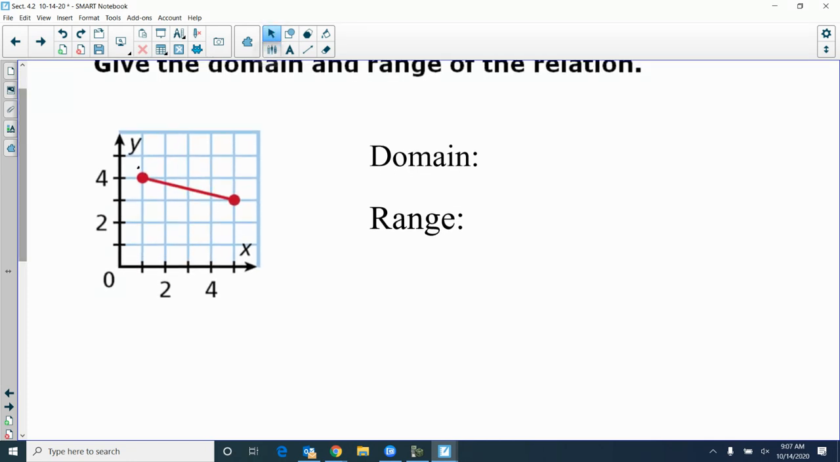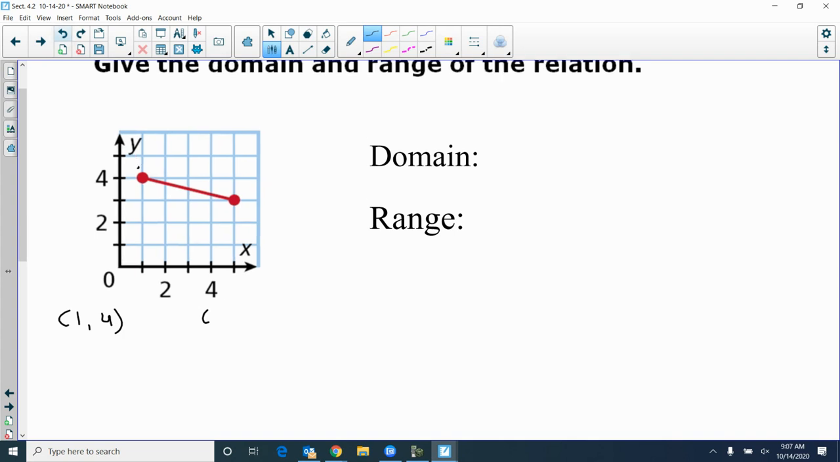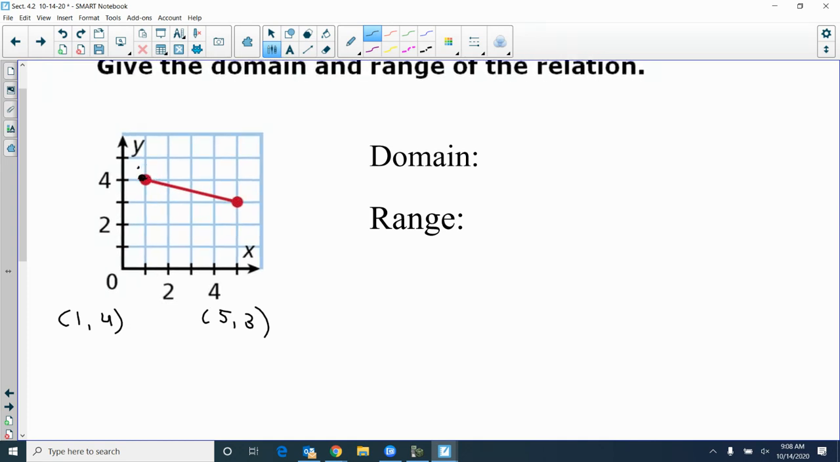Hold on. Don't write any of this down right now because we're still figuring this out. That would be the ordered pair 1, 4, right? And this would be the ordered pair 5, 3. Do we agree with that? Are those the only 2 X values that show up on that line? Because 1 is right here and 5 is right there. Christian, are those the only 2 X values that show up on that line? Yeah.